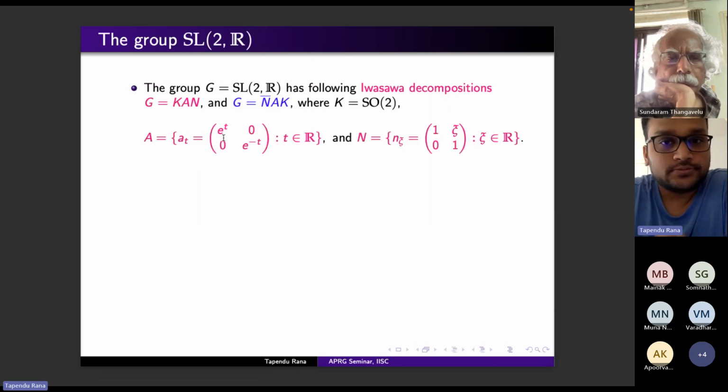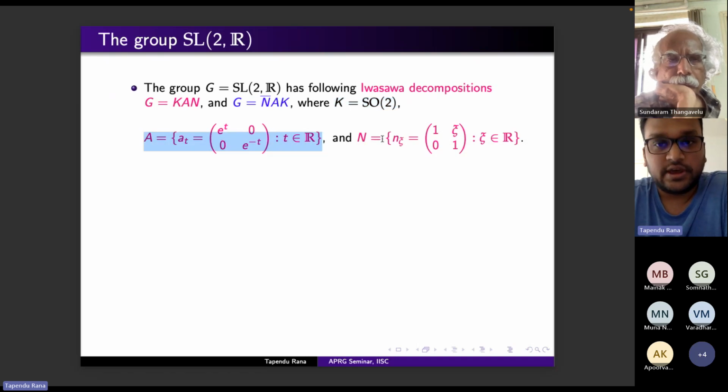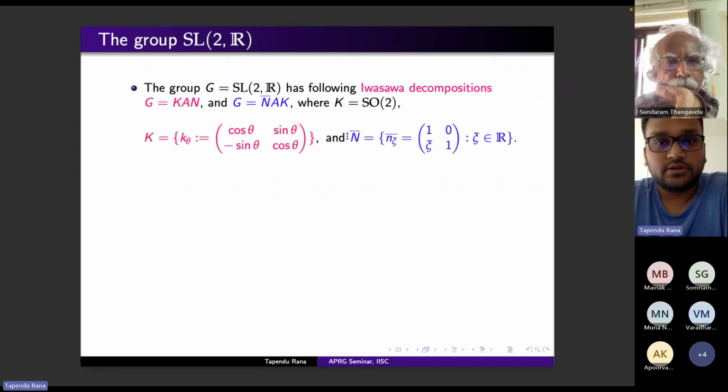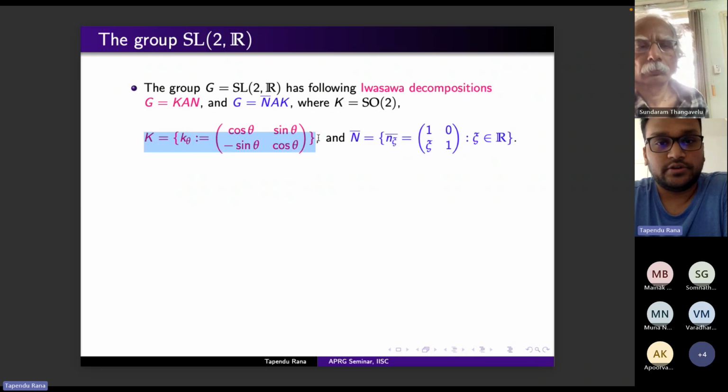Let me recall. The group G equal to SL(2,R) has the following Iwasawa decomposition. G can be written as KAN, and there is another decomposition, N-bar AK, where K equals the SO(2) group, and A is this abelian group containing all such matrices, and the nilpotent group N contains all such matrices n_xi of this form. For N-bar, this is your N-bar containing all such matrices n-bar_xi of this form, and you can write K equal to SO(2) as k_theta containing all matrices of this form.